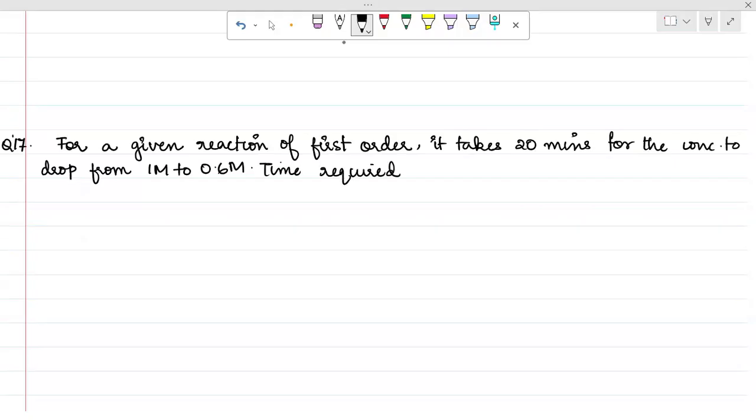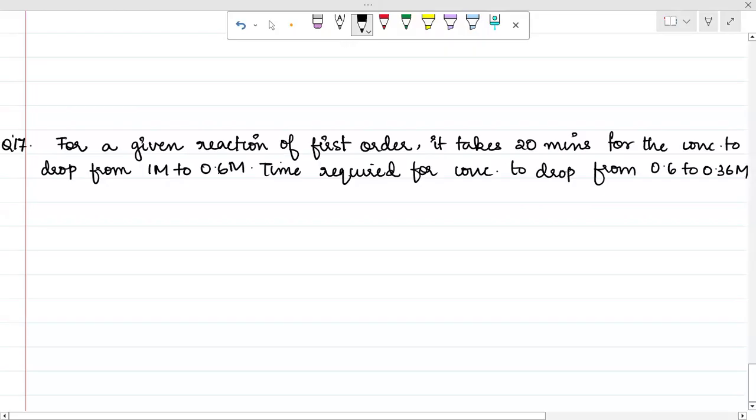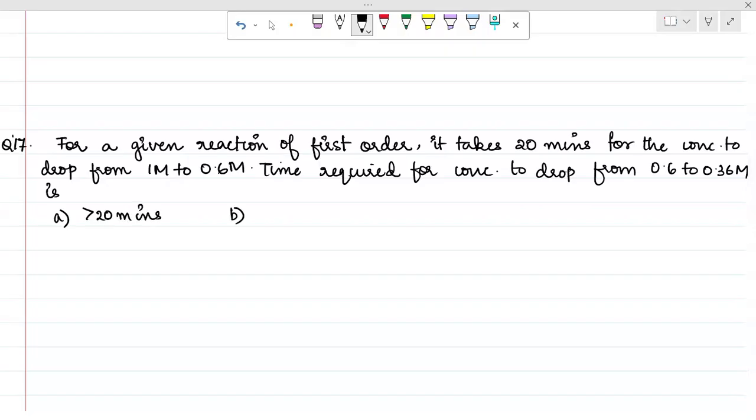The time required for the concentration to drop from 0.6 to 0.6 molar is option A, greater than 20 minutes. Option B, less than 20 minutes. Option C, 20 minutes. Option D, 40 minutes. Easy question.